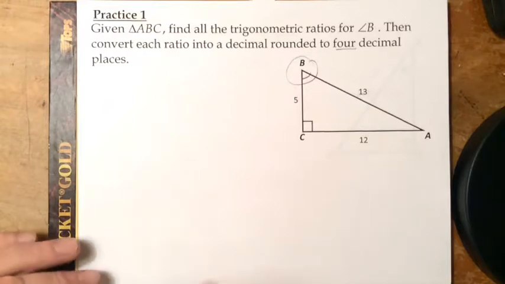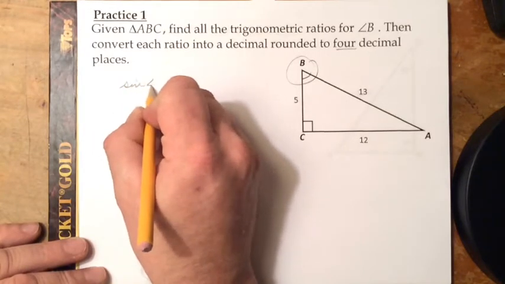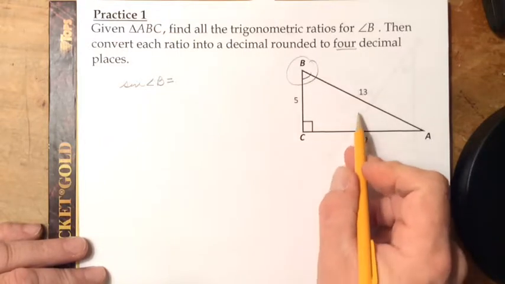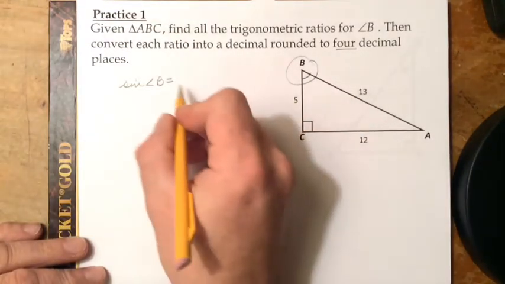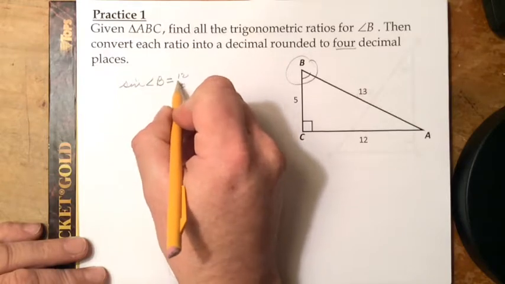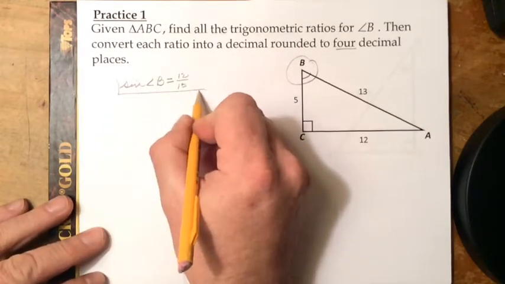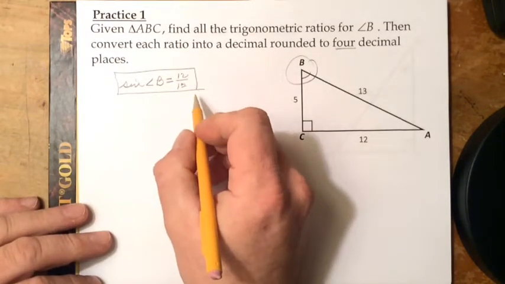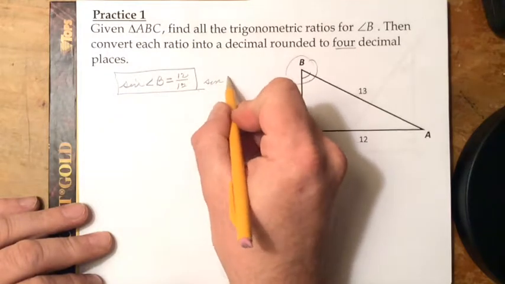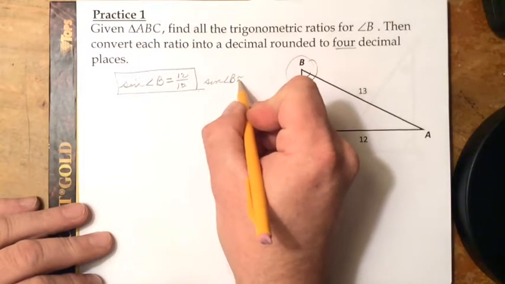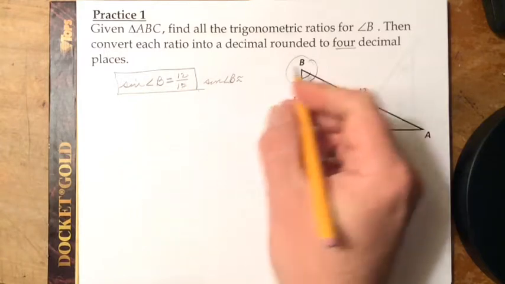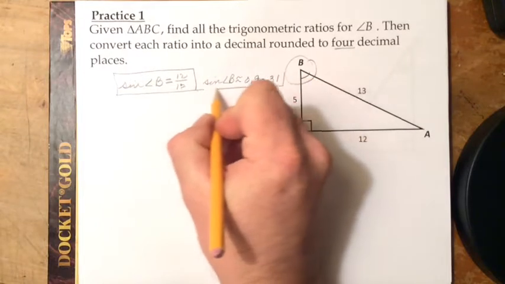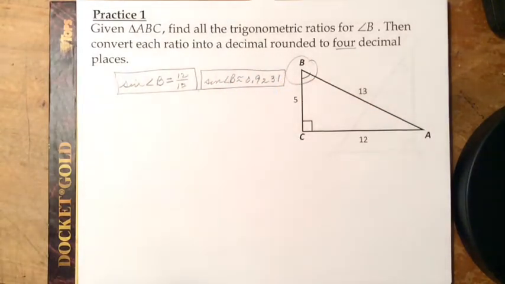Okay, for practice 1, starting with the sine of angle B. By definition, the sine is opposite over hypotenuse, so that would be 12 to 13. 12/13 does not reduce, so this is your answer for the ratio. Then finding the decimal equivalent, the sine of angle B is approximately equal to 12 divided by 13, which is about 0.9231, 4 decimal places. Make sure it's 4.